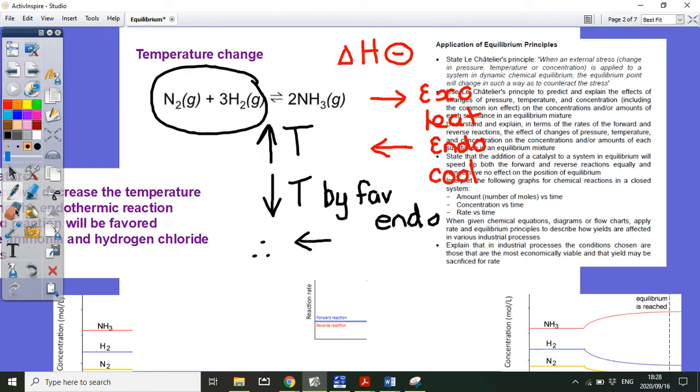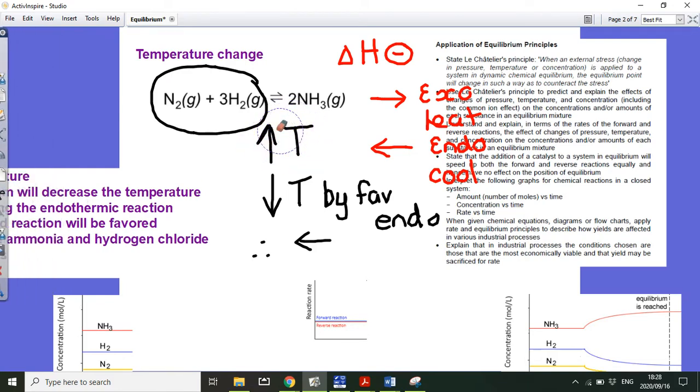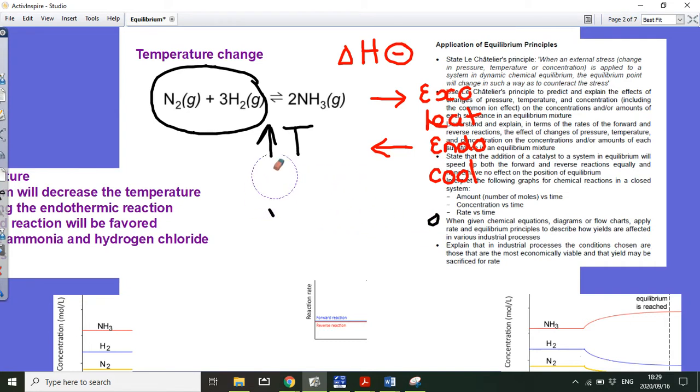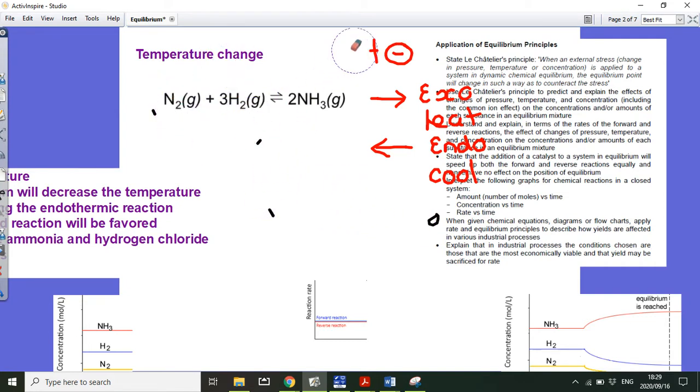All right. So those are the steps. First, say, what is the stress? Second step says, how is Le Chatelier predicting that the reaction will change it? And then the third step is answer the question. Oh, look at the reaction and then answer the question.